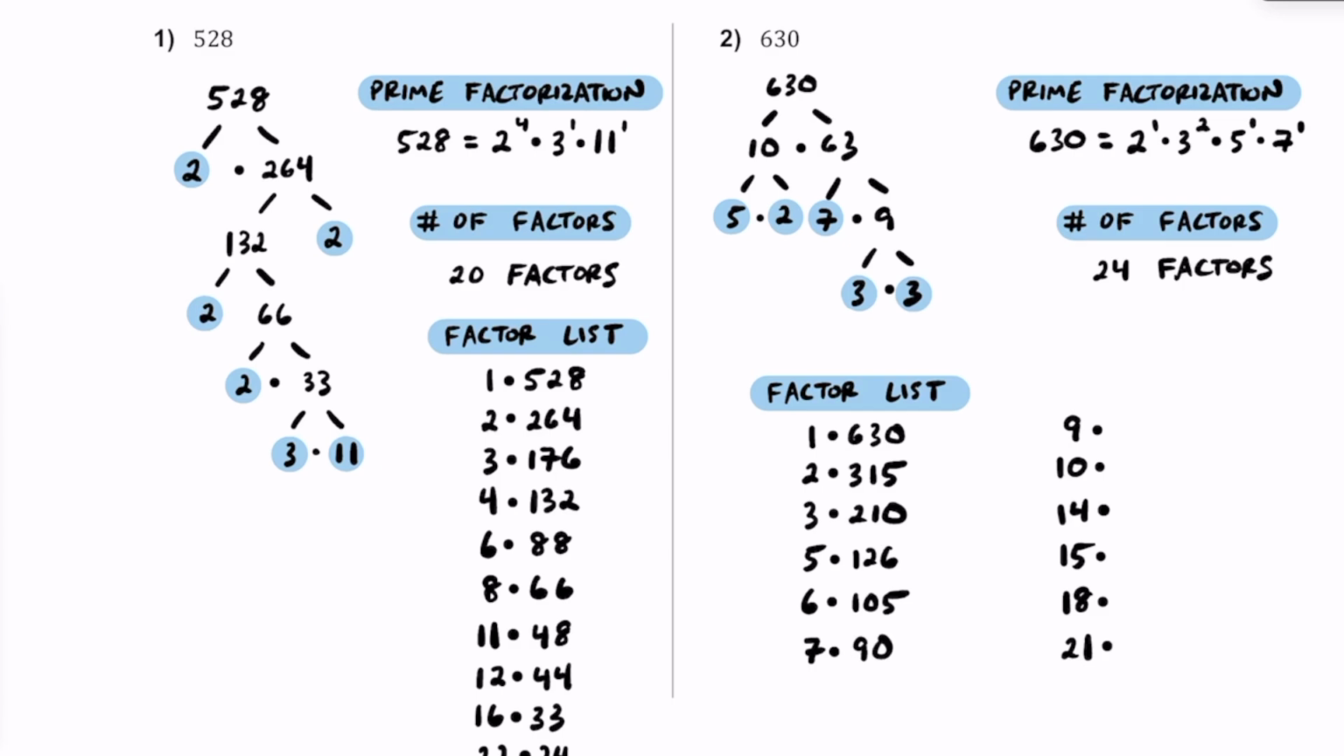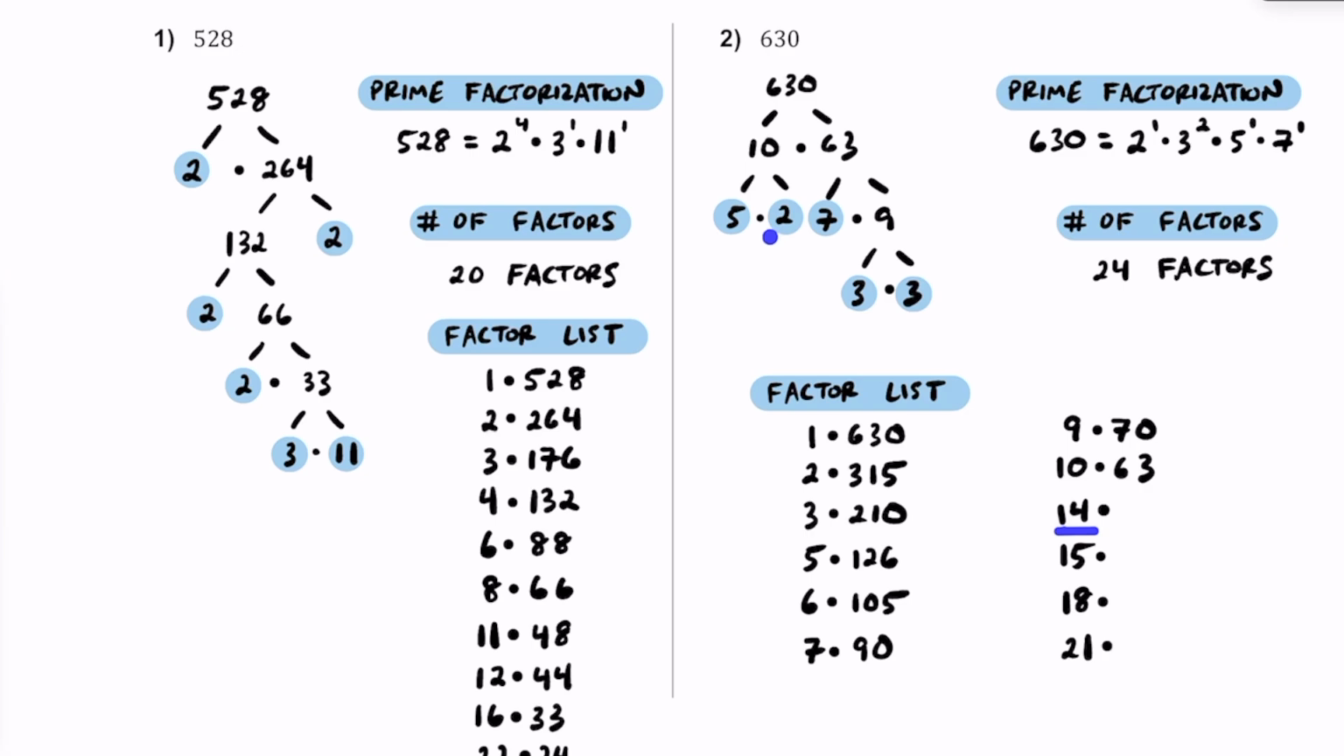Hopefully that makes sense. This 9 over here comes from 3 and 3, so that's 9. 9 times over here is going to be 70, so it's 9 times 70. Then this 10 is coming from the 5 and 2. So if we multiply 7, 3 and 3, we should be getting 63. That's what we started with our tree, so hopefully that makes sense.